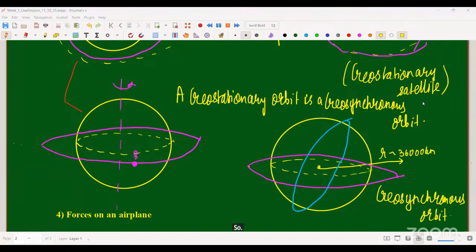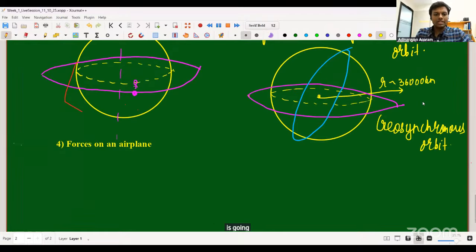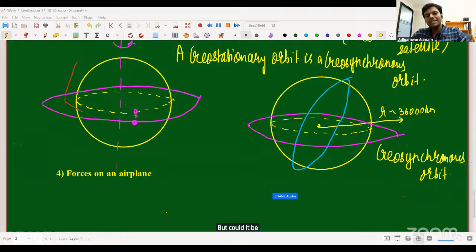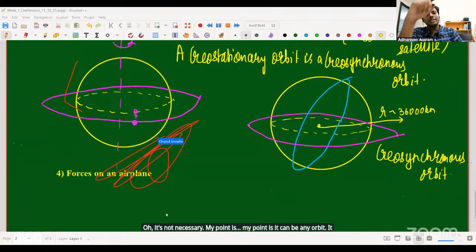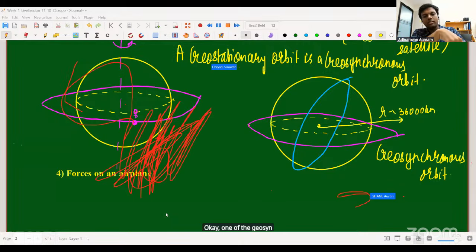So can you give some definition for both? I mean, there is no specific definition per se. I think you have to understand what is going on, that's easier to explain. In a geosynchronous orbit, is it necessary for it to be aligned with the equator? No. My point is it can be any orbit. It can even be the orbit which is aligned with the equator. One of the geosynchronous orbits is the geostationary orbit.